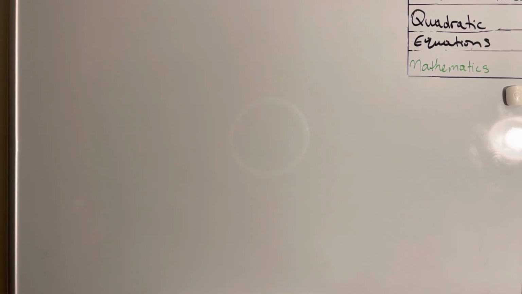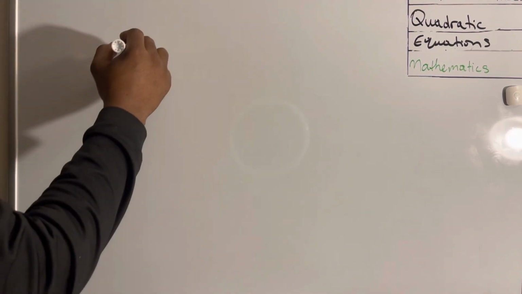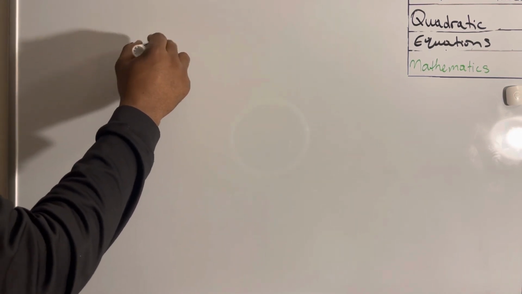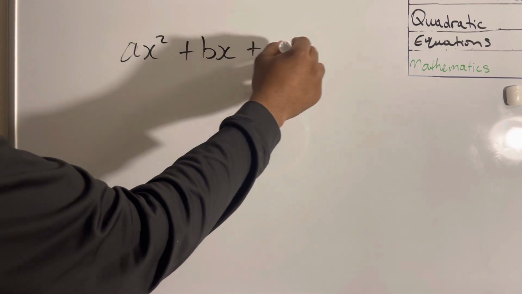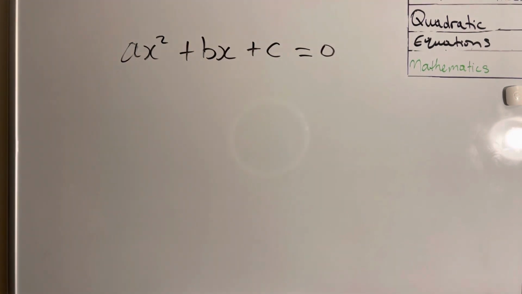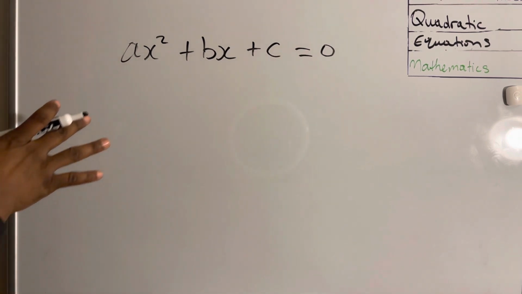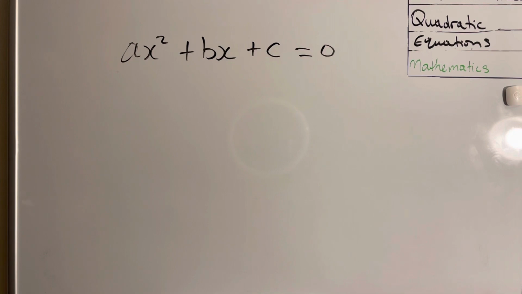Today we're going to do an equation of the form ax squared plus bx plus c equal 0. But before I venture into this type of equation, first we're going to do some factorization just to make ourselves familiar.